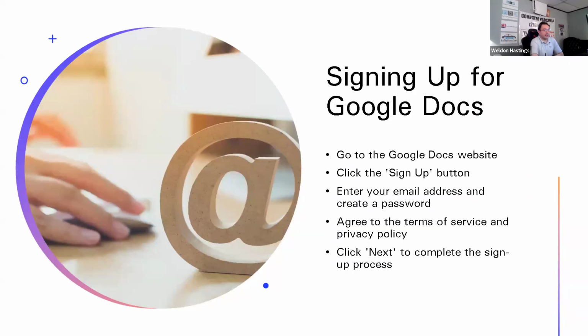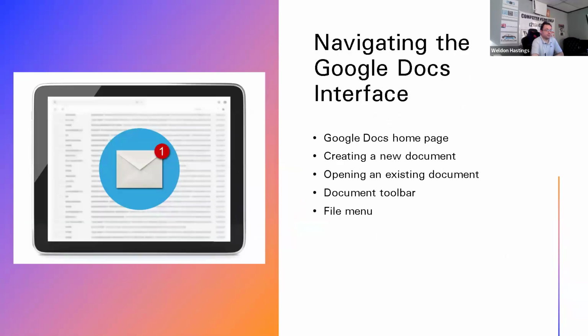To sign up for Google Docs, you'll need a Google account. If you already have one, you can use it to sign in. If not, you'll need to create one with the following steps. Once you've signed up for Google Docs, you'll be taken to the home page, and from here, you can create a new document or access your existing documents and navigate the various tools and features through the interface.